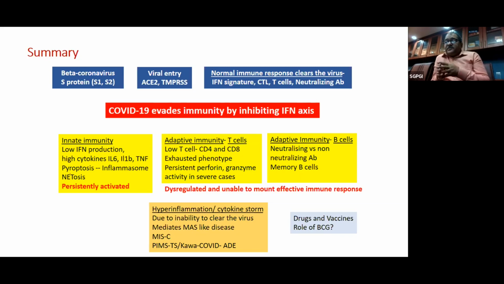The adaptive immune cells are downregulated, both T and B cells, whereby T cell responses are also not there and the B cell responses are poor, and they are unable to mount an effective immune response. And this ultimately results in hyperinflammation or cytokine storm, which causes more problems by damaging the capillaries and causing organ damage.